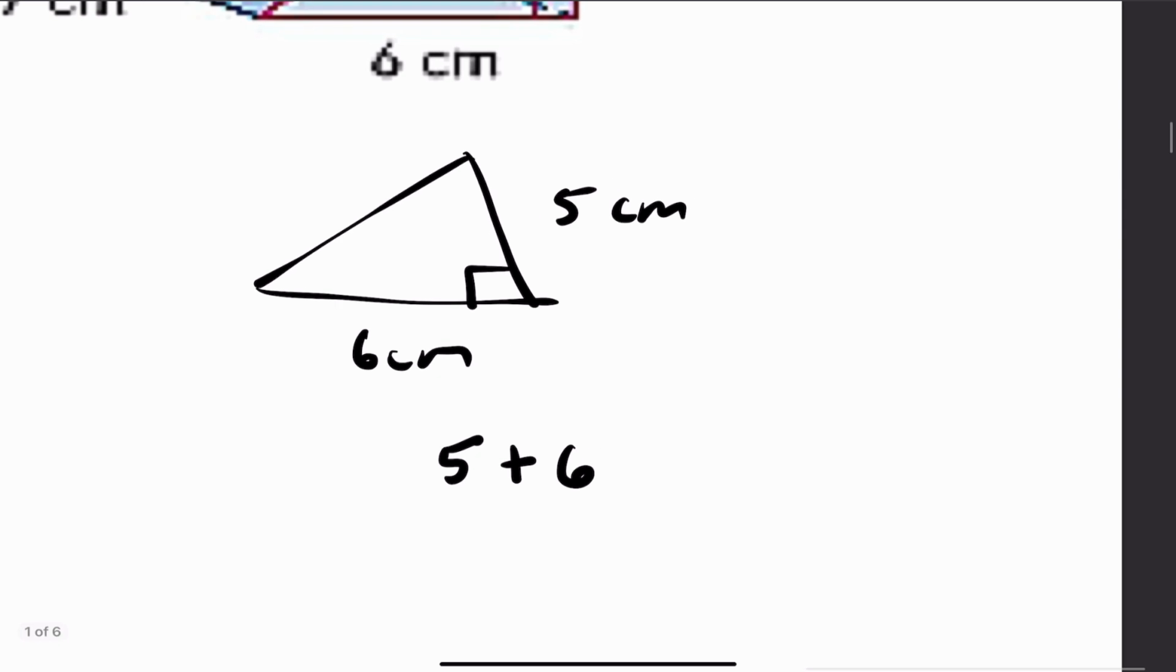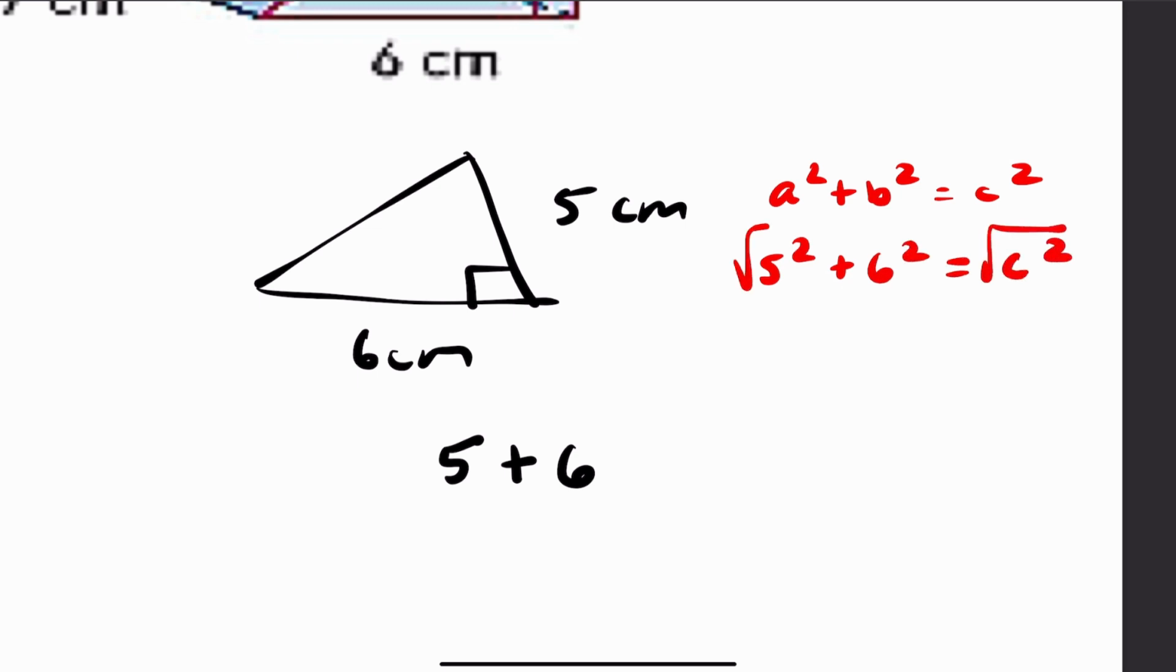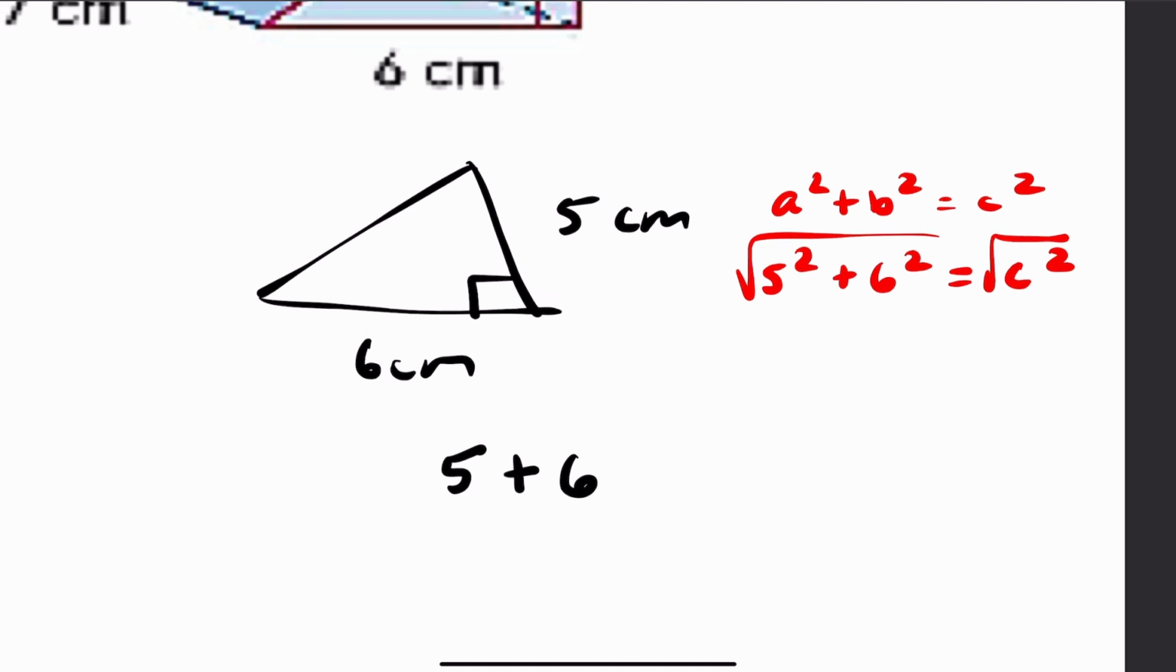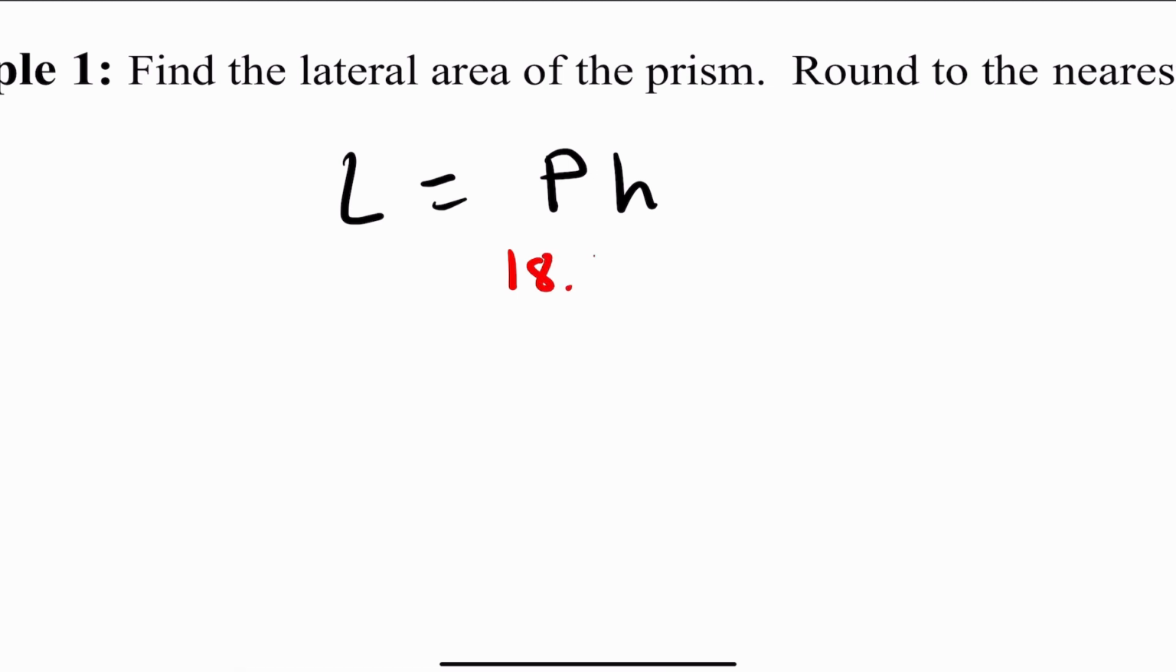That means I got to use the Pythagorean theorem because it's a right triangle. So a squared plus b squared equals c squared. And it's going to be 5 squared plus 6 squared equals c squared. I want to solve for c, so I have to take the square root on both sides. So I'm going to input all of this into my calculator, and I should get c is approximately 7.81. So I have 5 plus 6 plus 7.81, and that's going to be 18.81. Okay, so that's the perimeter of the base.